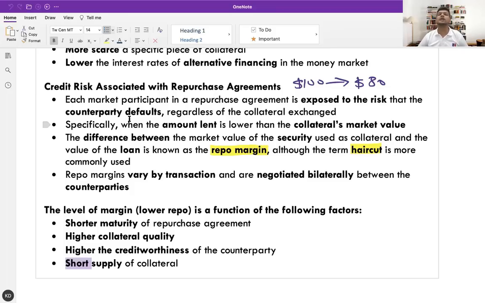They lend you more than the value of the collateral. Now that risk is the margin, or the haircut, that banks will take, or the loss that banks will have in case there is a default. So commercial borrowing and lending is always more than the value of collateral. Clear?